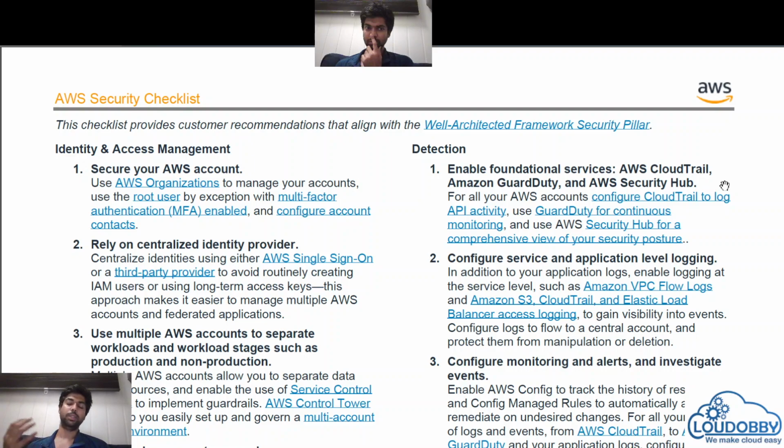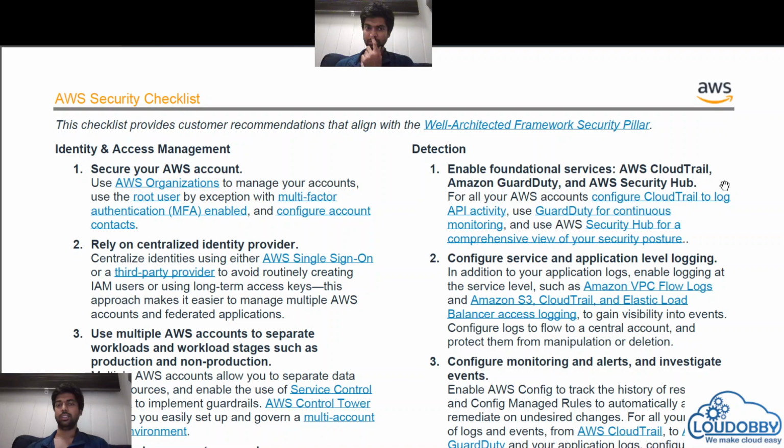Security Hub has a lot of different security findings, like from Inspector, or a lot of different security logs. You can keep them in Security Hub, so that it gives a comprehensive view of all logs. We can talk about that in detail in later sessions, but first, at the account level, each account should have CloudTrail, GuardDuty, and Security Hub enabled.